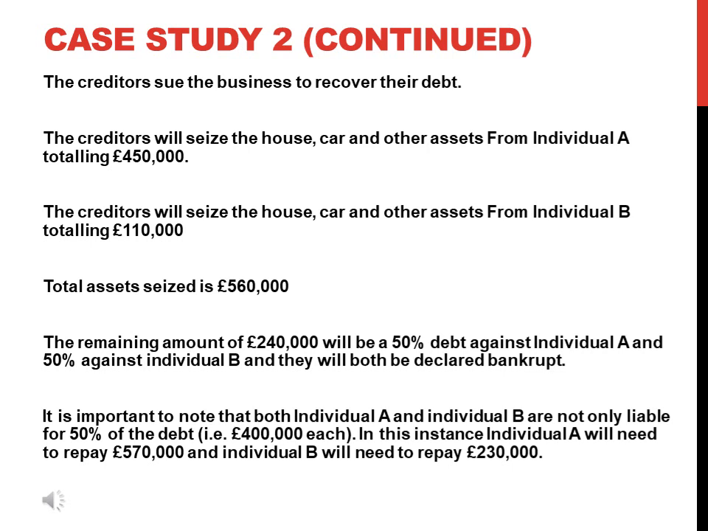The remaining amount of debt of 240,000 will probably be a 50% debt against individual A and a 50% debt against individual B, and they'll both be declared bankrupt. Now it's important to note that both individual A and individual B are not only liable for 50% of the debt, i.e. 400,000 each. In this instance, individual A will need to repay 570,000 and individual B will need to repay 230,000. And this is regardless of who made the mistake and why the business went under. You might want to look through these figures again before you enter into a partnership.